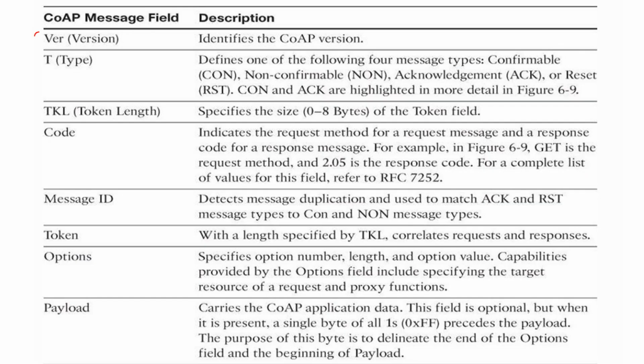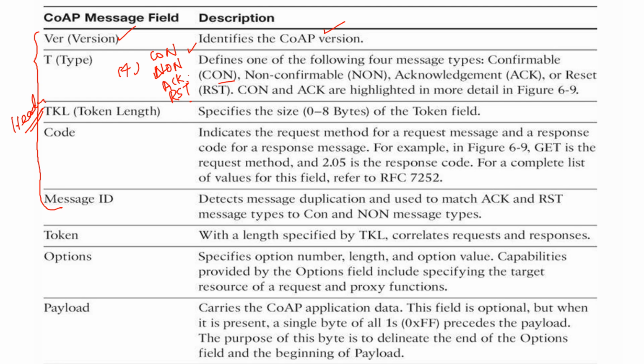So the different fields, for example version, type, token length, code, and message ID, come under your header, right? The first field, the version field, identifies the CoAP version, and the second one is the type. Mainly there are 4 types. The first one is confirmable, which stands for CON. The second one is non-confirmable, which stands for NON, the third one is acknowledgement, and the fourth one is reset. These are the 4 different types.